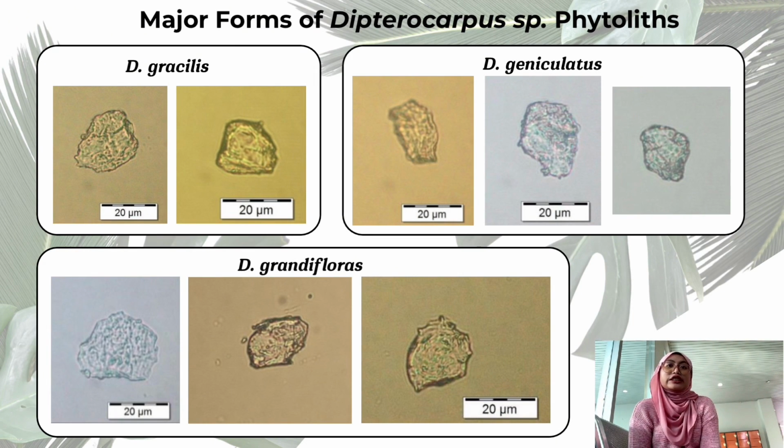And this is the next three species. Next is Dicterocarpus gracilis, where we have two samples. Dicterocarpus geniculatus with three samples, and lastly Dicterocarpus grandiflorus with three samples.